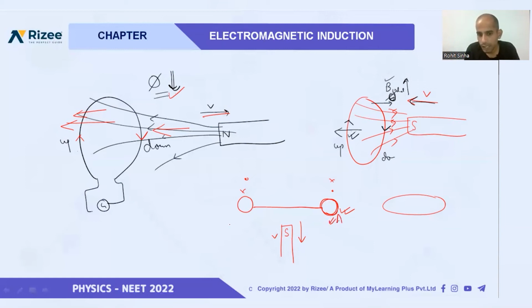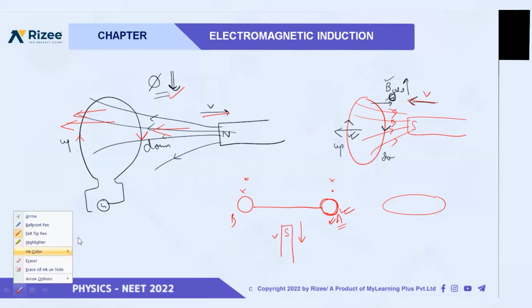Let us suppose A and B. In part A, what will happen? Dot or cross? Dot means current will come from here and go inside. Can you tell me what the direction of current in the A section will be? Please tell. This answer came in. Let me check it. You are telling inside.